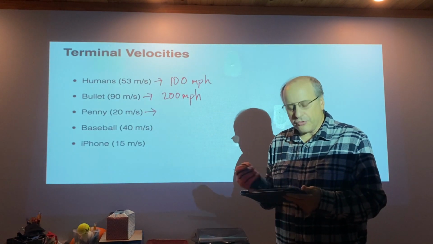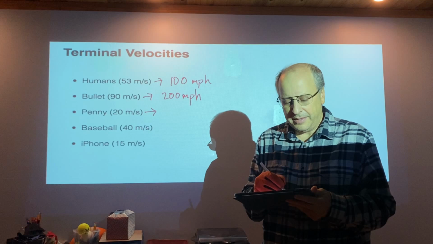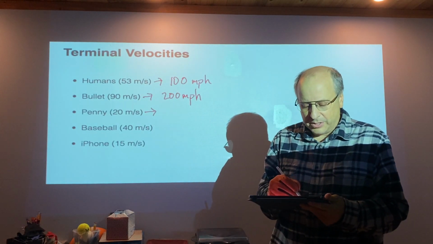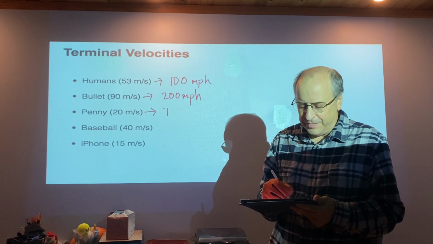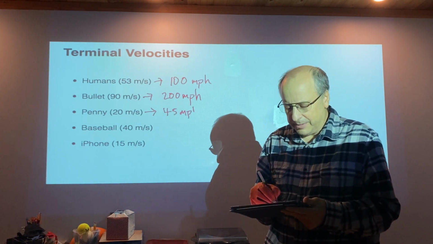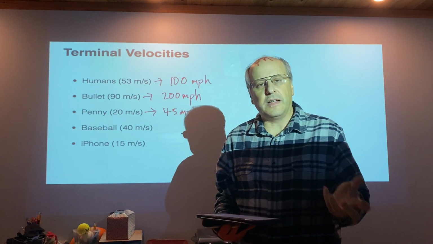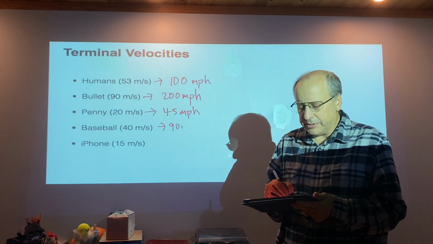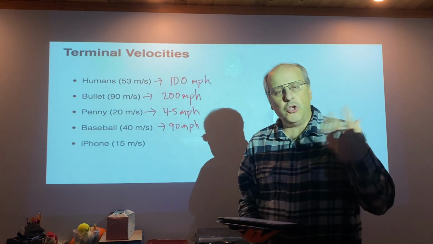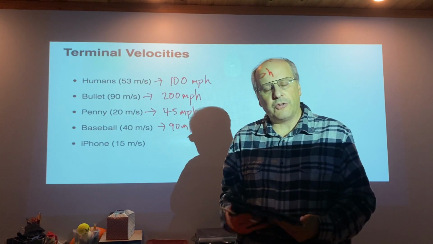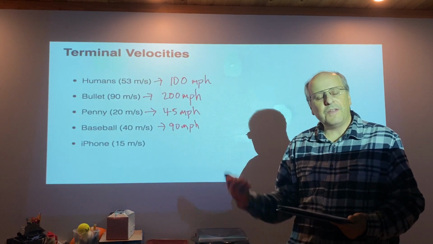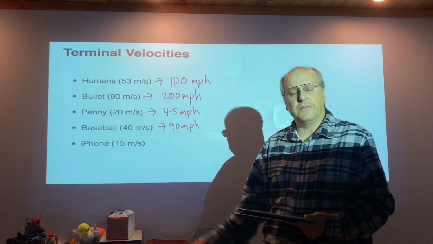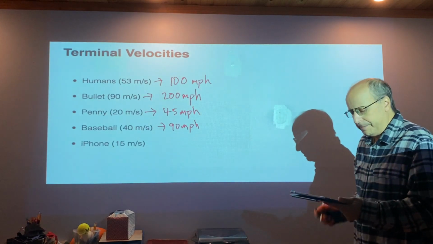Oftentimes you'll hear people talk about dropping a penny off of a very tall building, and they imagine it slicing right through the skull. Well, that's not going to happen because the penny's going to top out at around 45 miles an hour. Fast, but not fast enough to do permanent damage. A baseball, somewhere around 90 miles an hour, which means a human can throw a baseball faster than gravity could pull it to the earth. Even if dropped from a very high height, it's still not going to reach the speed that a human could achieve by throwing it toward home plate.